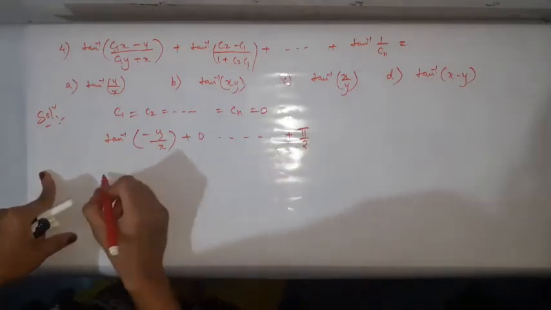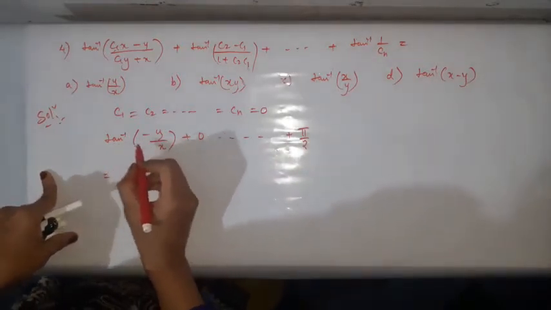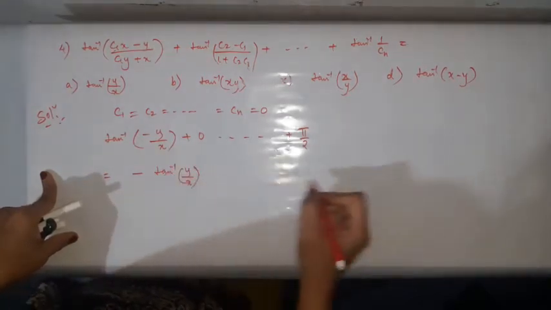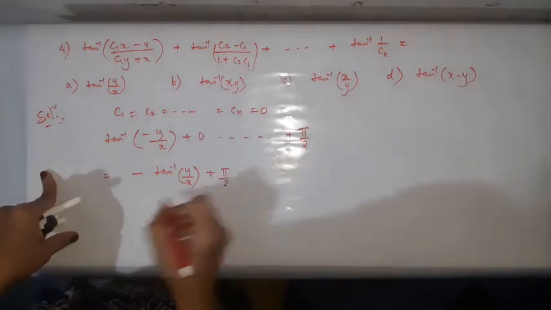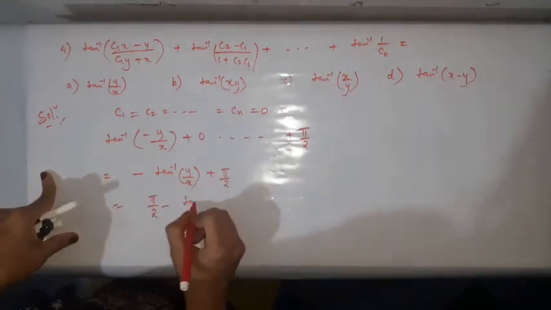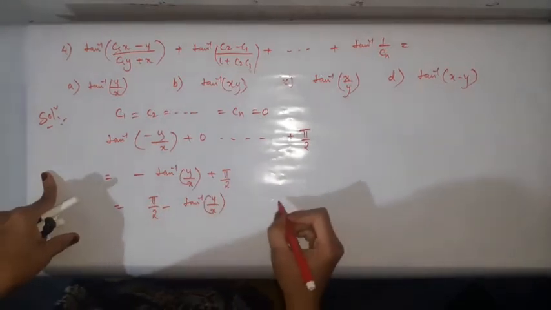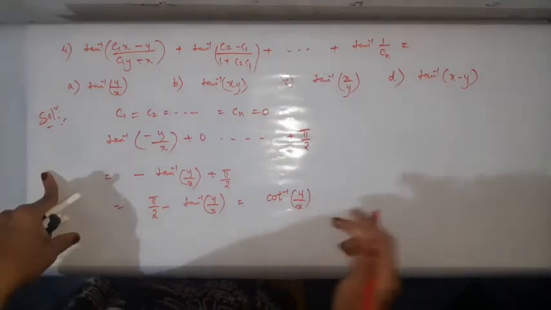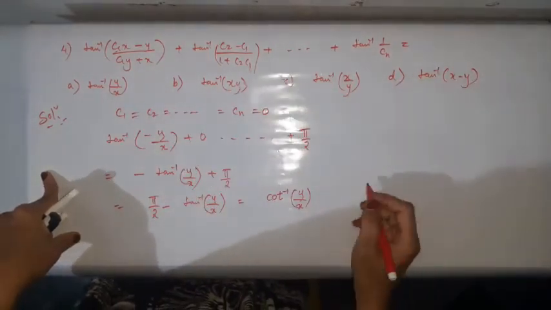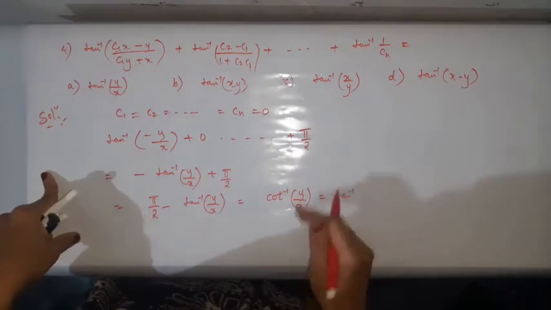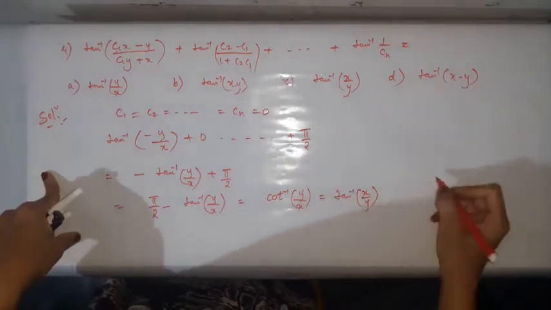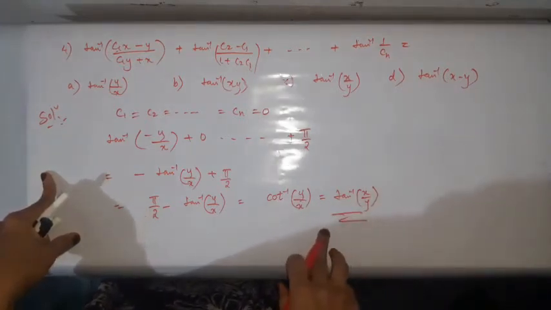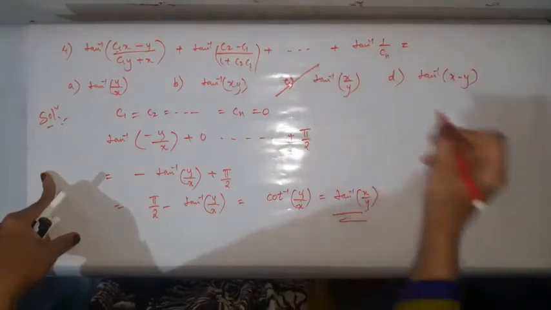So this is nothing but, now you already know what is tan inverse of minus y by x. I can write it as minus tan inverse of y by x plus pi by 2, or this is nothing but pi by 2 minus tan inverse y by x. Now this is nothing but cot inverse y by x. But I don't want it in terms of cot, because all the solutions are being given in terms of tan. I can interchange it as tan inverse of the reciprocal of y by x, which is x by y. So you see the solution is tan inverse of x by y, which is option C. This is the correct solution.